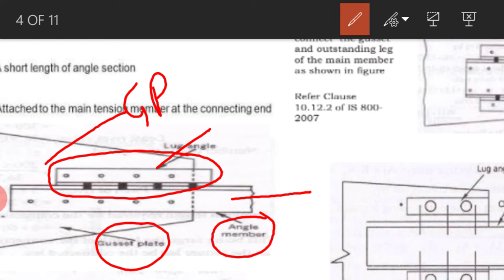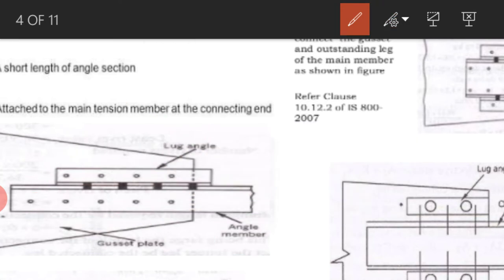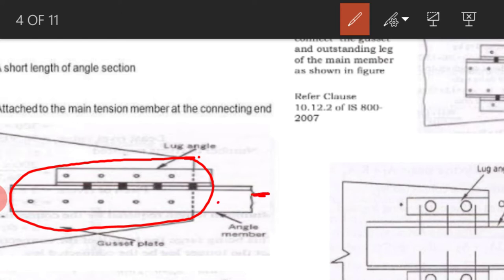So generally what happens, if we want to make a connection at this particular joint, a certain length of the tension member and of the gusset plate is utilized. If the load coming on the member, let us say this is T, is heavy, then the load coming on the member is heavy.